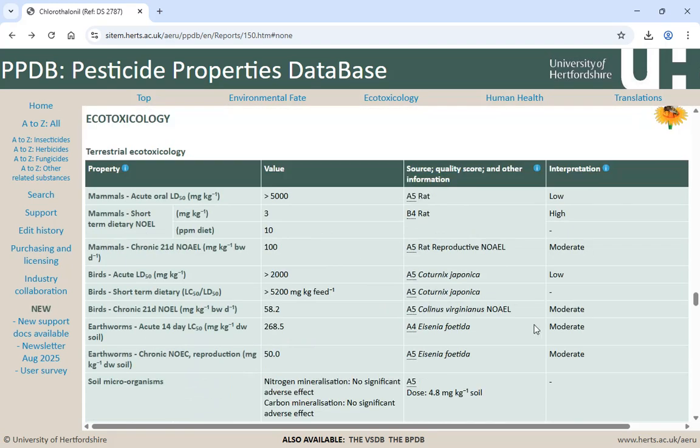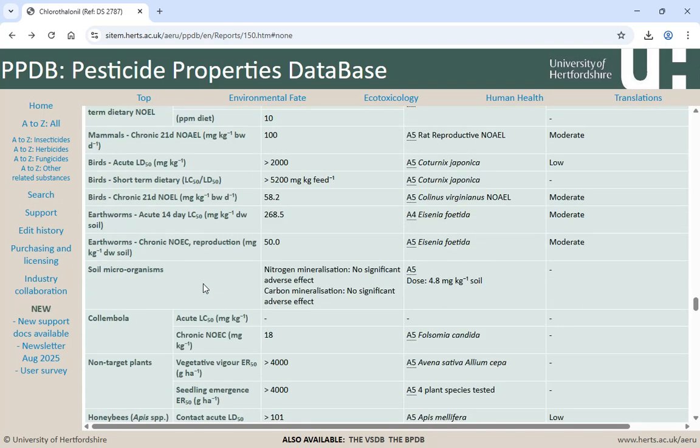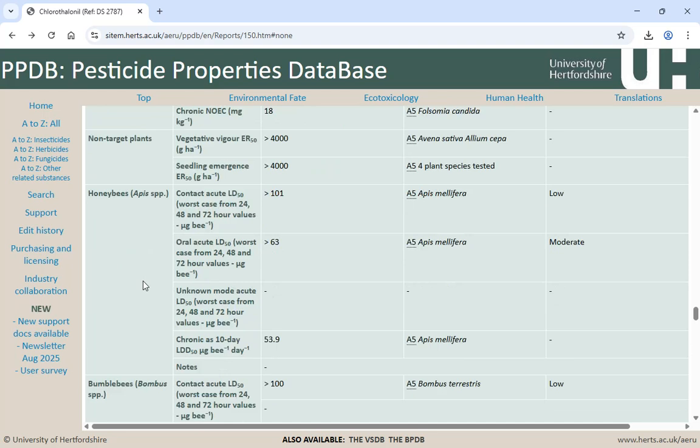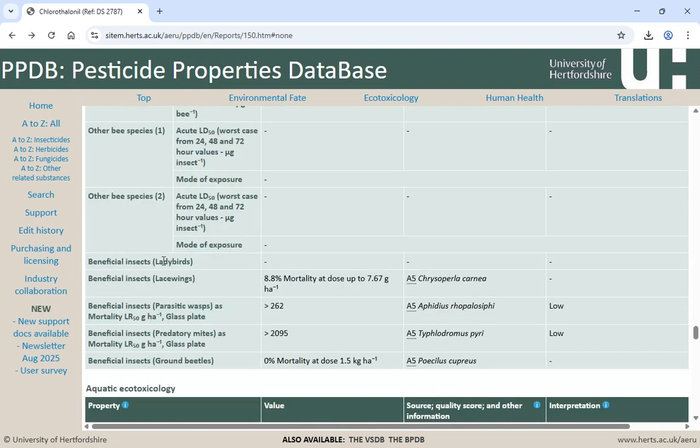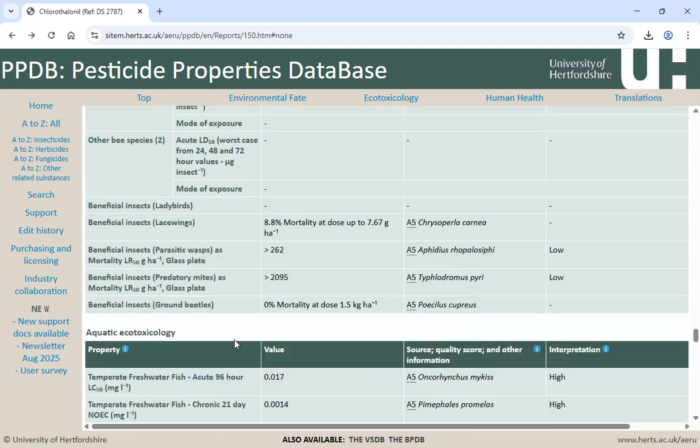So we've got a whole range of things from mammals, birds. It's split between terrestrial and aquatic, as you'll see shortly. Birds, earthworms, collembola, non-target plants, honeybees, bumblebees, mason bees, other bee species, and various beneficials, including ladybirds, lacewings, parasitic wasps, predatory mites, ground beetles. These are things that we're trying to expand all the time as the data becomes available.